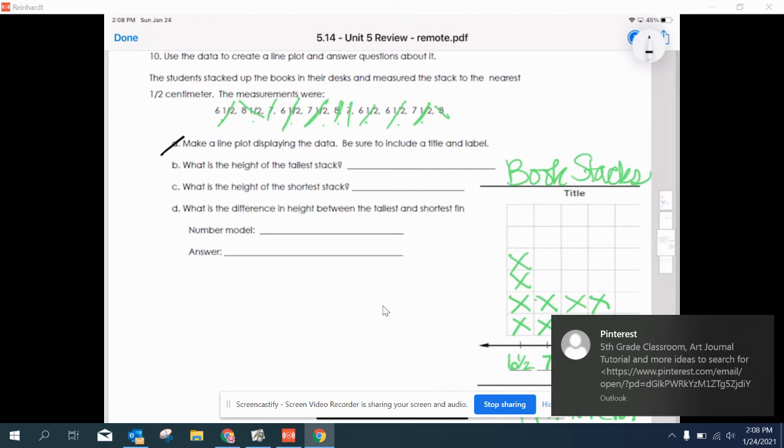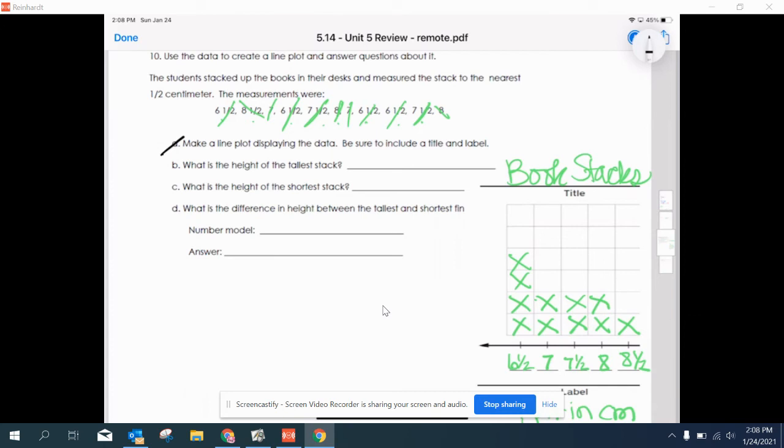Which stack is the tallest? So do we look at the biggest number or the biggest number of X's? That's something you have to ask yourself. It depends what the question is asking. What's the height of the tallest stack? We had 8.5 centimeters tall. That's pretty tall. And how many of them did we have? We had one of them. So 8.5 is our height.